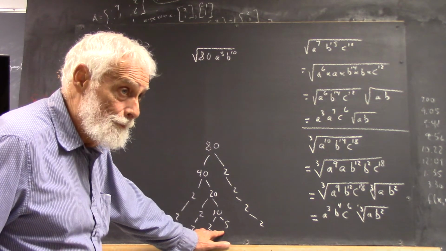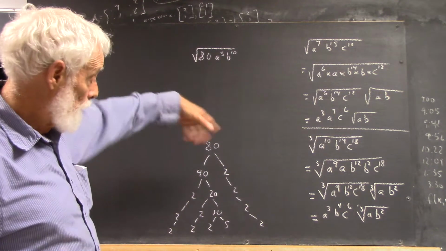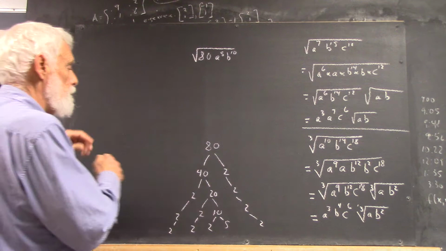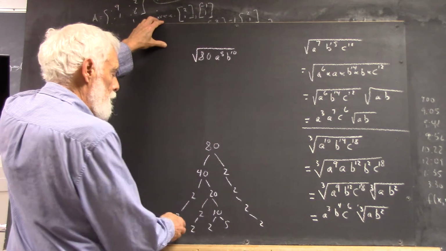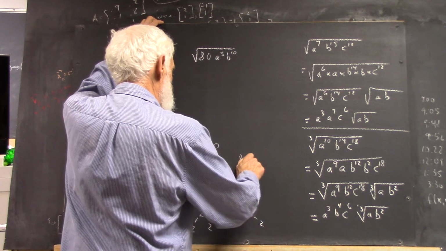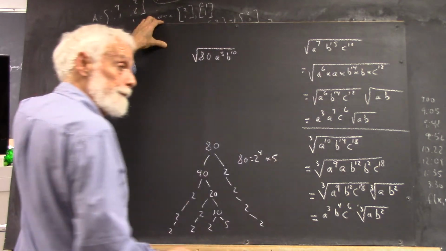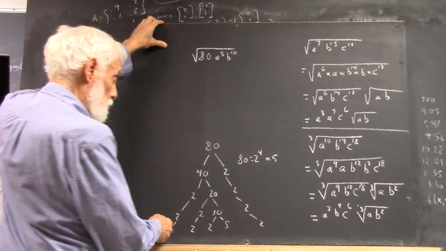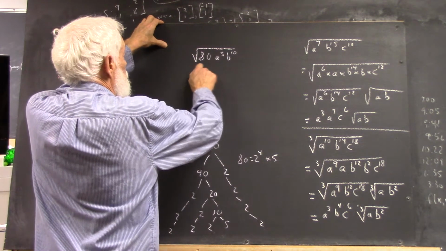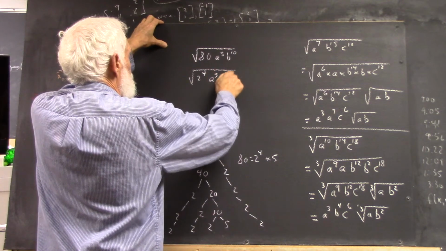Okay? I won't always get a prime number. If this number had been 240, I'd have gotten a 3 in there someplace. But the idea is simple enough. So 80 is 2 to the 4th times 5, because I got 1, 2, 3, 4 2s and a 5, right? So now I have the square root of 2 to the 4th times a to the 5th times b to the 10th, right?